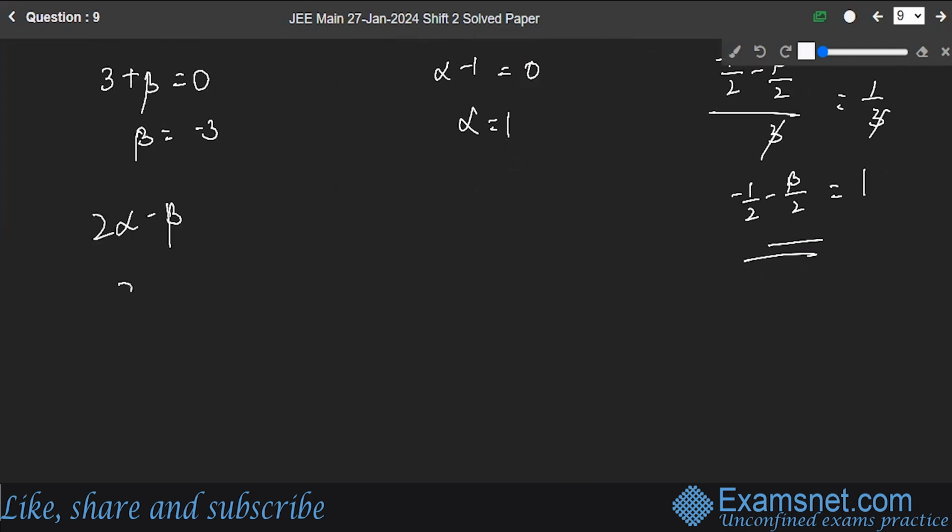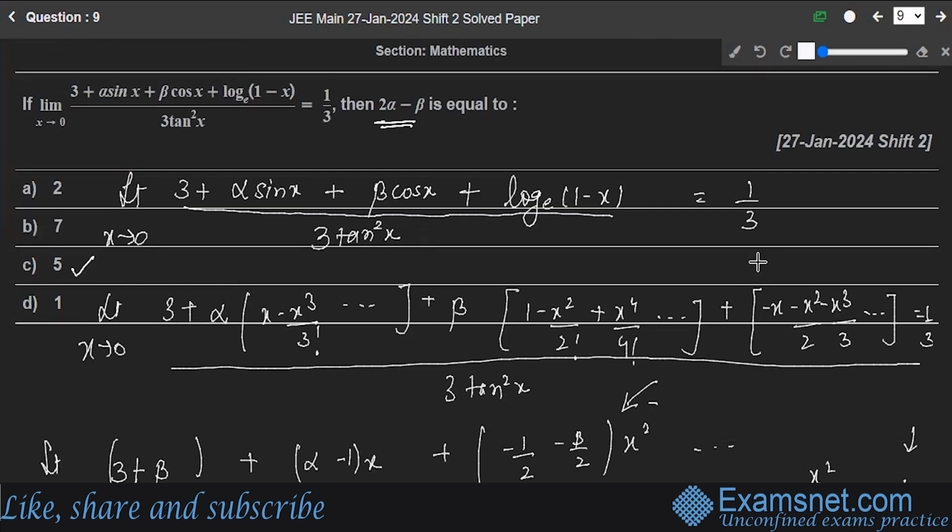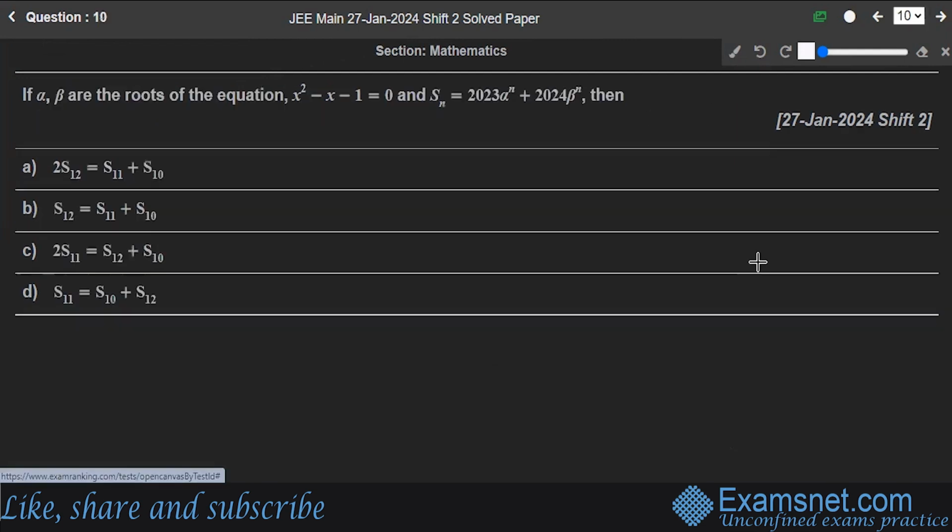2 alpha minus beta. This is 5. So this is the answer, 5. Option C. Hope you are clear with this. Next is question number 10.